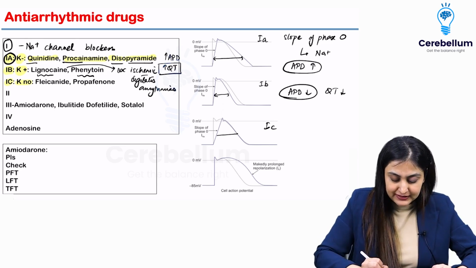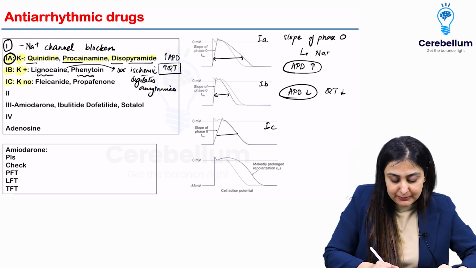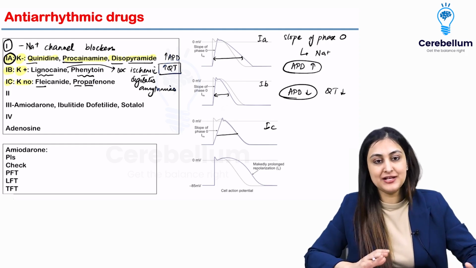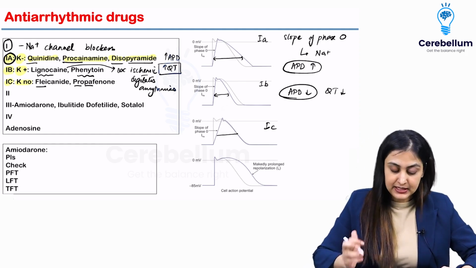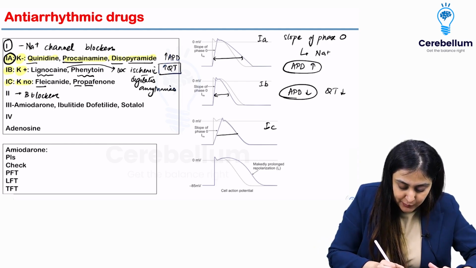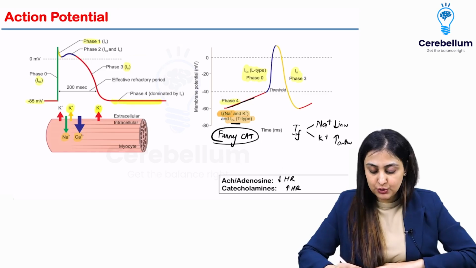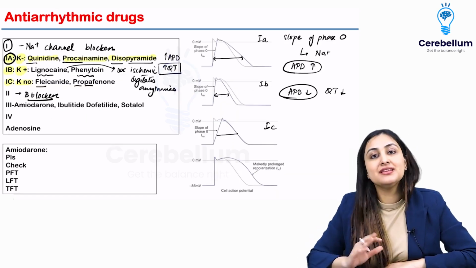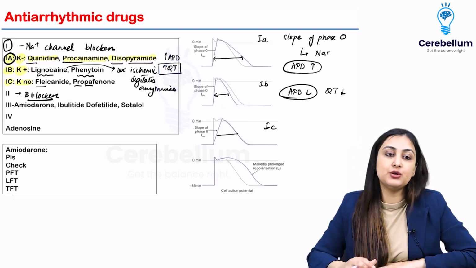1C is flecainide and propafenone. You can remember, please pass the fries. Okay, slightly you can remember. Please pass the fries. So propafenone and flecainide. What is class 2? Class 2 are your beta blockers. We have seen how beta blockers are going to slow down the phase 4. Yeah, so they're going to effectively cause a reduction in the heart rate, a reduction in the myocardial oxygen demand.